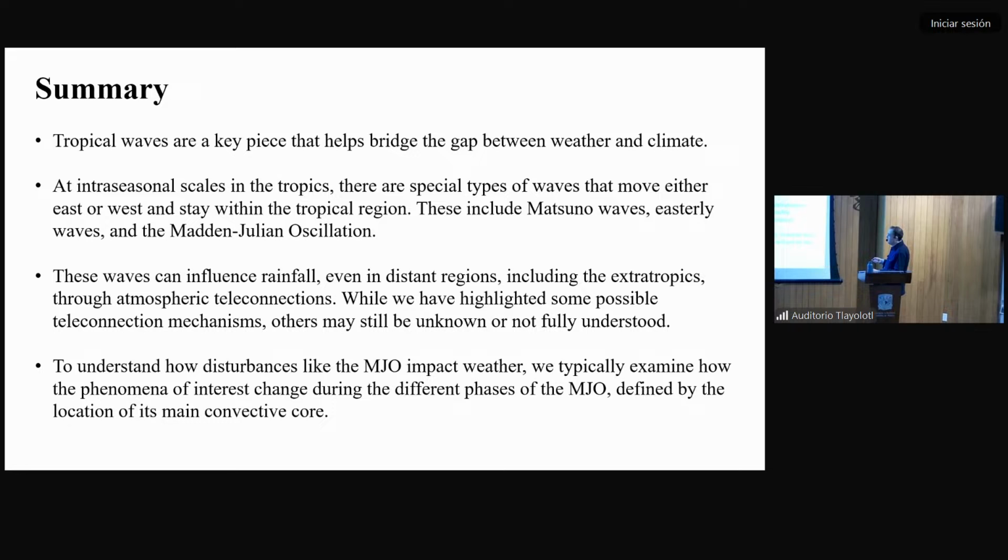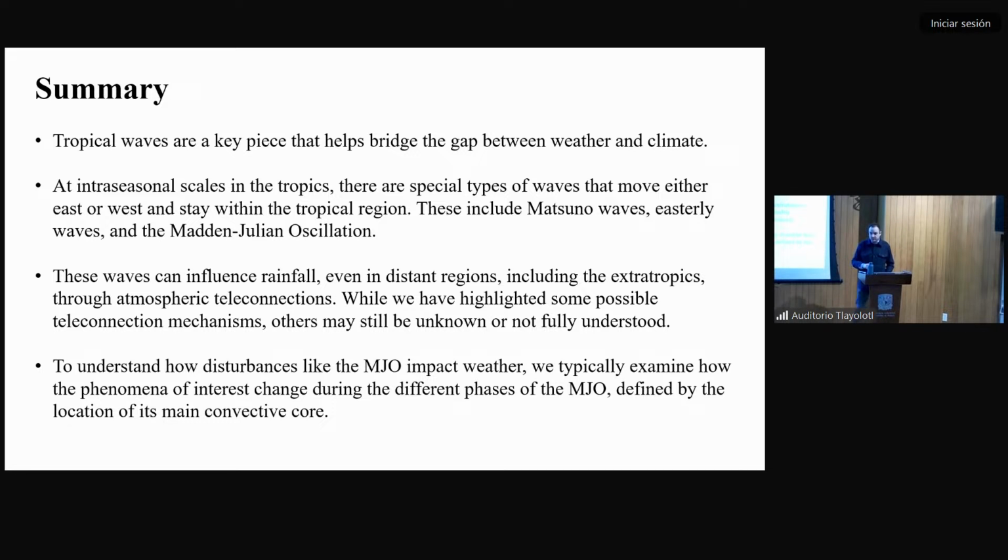We have highlighted some possible teleconnection mechanisms, but obviously there are other possible mechanisms. Some of them may be unknown yet or not fully understood. And of course, the final step is to understand how the MJO, for example, or these tropical waves influence our phenomena. So we need, for example, to study what happened with this oscillation.